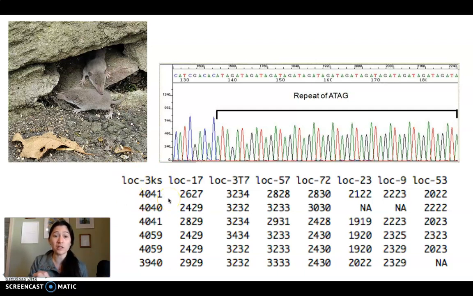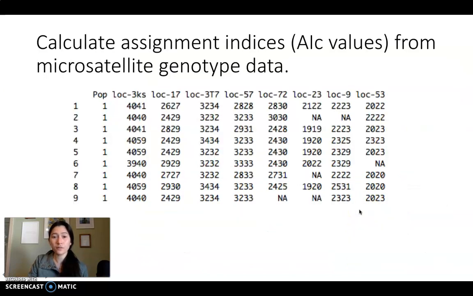So what this means is that that individual has 2 different alleles at that locus, right? So it's a diploid organism. At the first allele, there are 40 repeats for that particular microsatellite. At the other allele, there are 41 repeats. So that's the way this genotype information is read. It's the number of repeats for that particular microsatellite. Some individuals, for whatever reason, weren't able to amplify at that particular locus. In that case, you'll see an NA listed there.